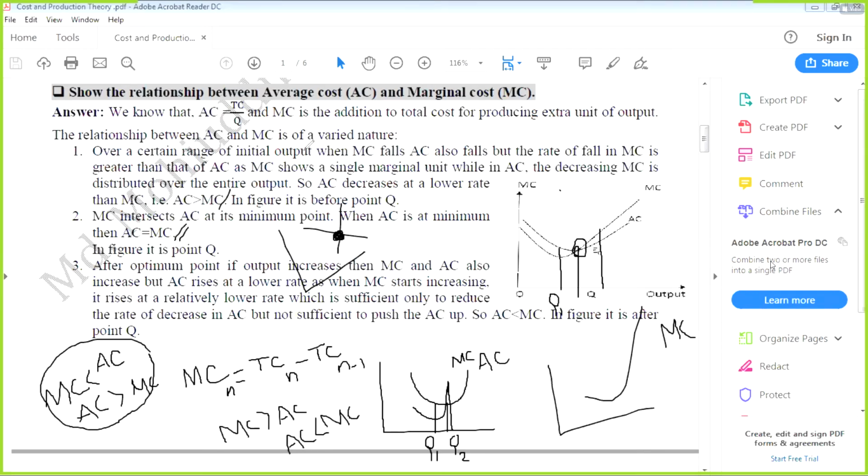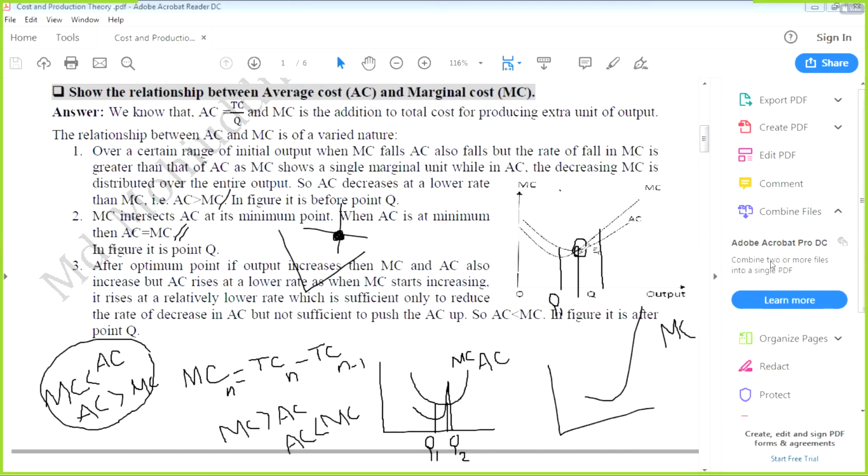Rohamat Khan, again you have raised your hand. Tell. Average cost is always less than marginal cost or not? No. Always less than? Why always less than? At first case, you have found average cost is higher than marginal cost. Why always less than? I cannot understand it. Please repeat again, sir.